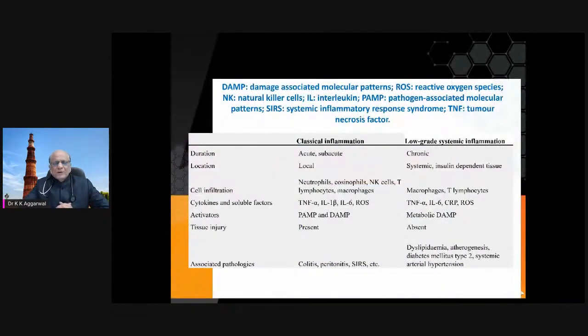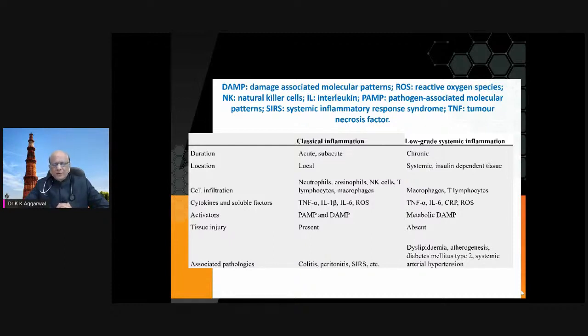Now, what is the difference between normal inflammation and low-grade systemic inflammation? Classical inflammation means CRP more than 10. Low-grade systemic inflammation means CRP less than 10. The classical inflammation is acute. Low-grade inflammation is chronic. Classical inflammation is always local: pneumonia, cellulitis, abscess.